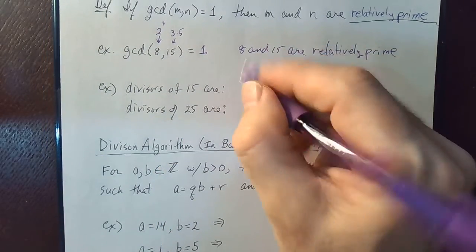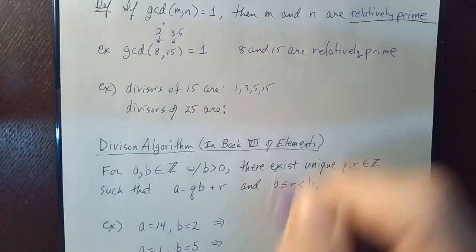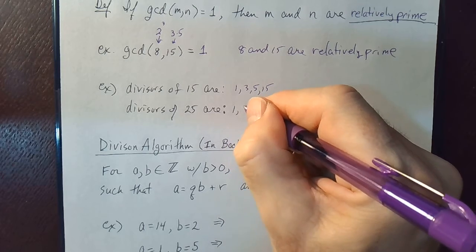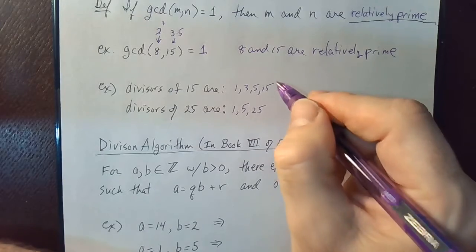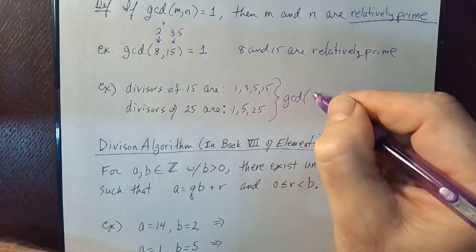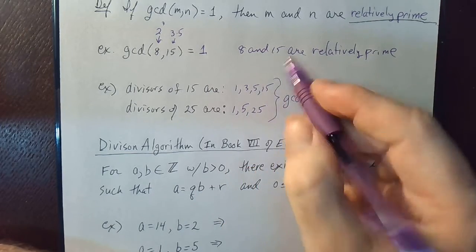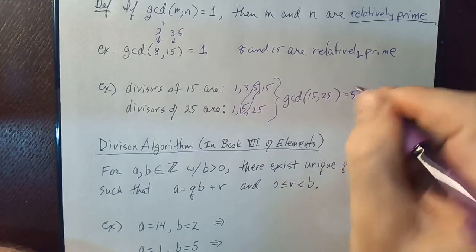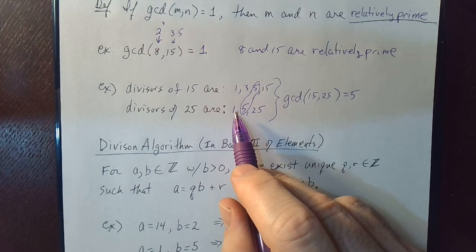Well, notice that, let's take the number 15. The divisors of 15 would be 1, 3, 5, and 15 itself. And the divisors of 25 would be 1, 5, and 25. I think that's it. So from here, we can ascertain that the greatest common divisor of 15 and 25 would be what? 5. The only common divisor that they have other than the number 1.